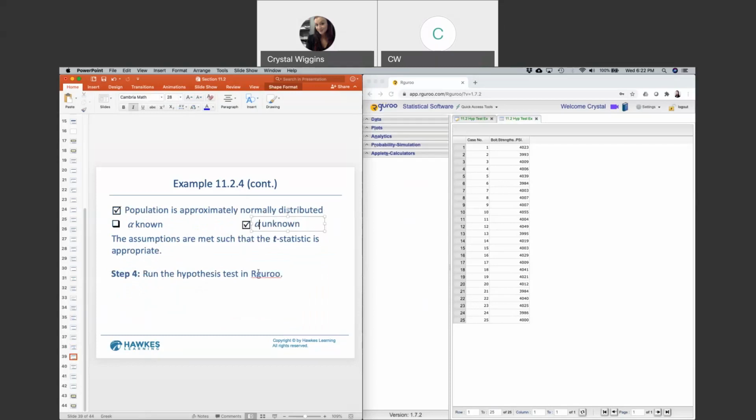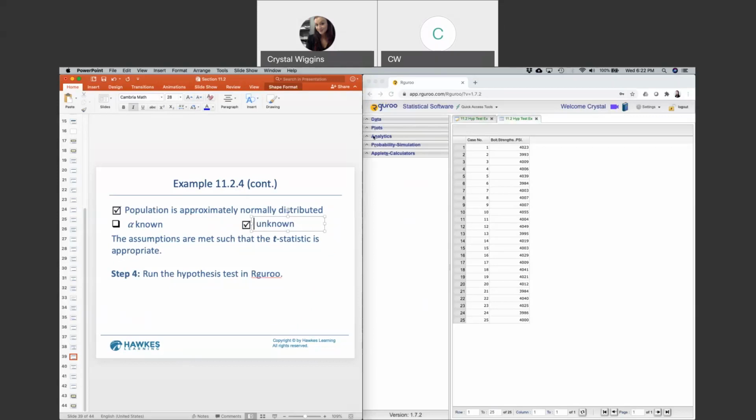I'm just going to type it out, sigma. Okay, so I will definitely go back and change those to sigmas in the PowerPoint, typo. The assumptions are met and we're using a t-test statistic because sigma is unknown.